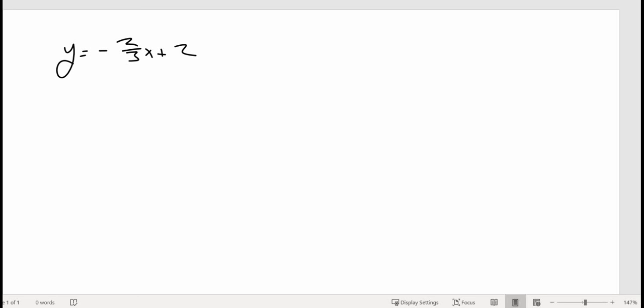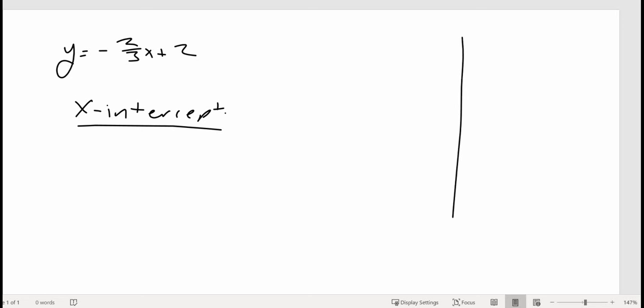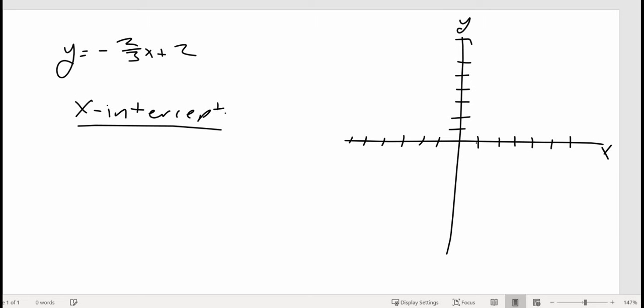Okay, so the question is about finding the x and the y intercepts. If we want to find, let's say, the x-intercept, the x-intercept is wherever it crosses the x-axis, right? And just remember the x-axis is the horizontal one and the y-axis is the vertical axis here. So this one's the y and this one's the x.